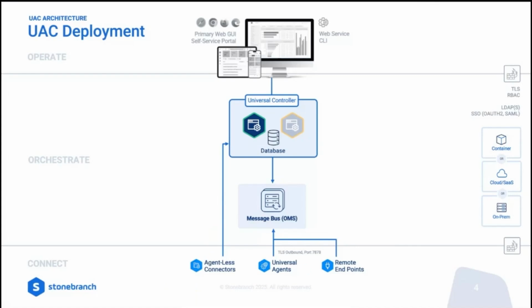Containers is a hot topic now. So this is our architecture, like a basic architecture. We have the interface, the controller, the database, OMS, which is the message pass, and the agent. Currently you can install them everywhere. You can install them on-prem, on your cloud. We have a SaaS offering. Now you can also install them to a container.